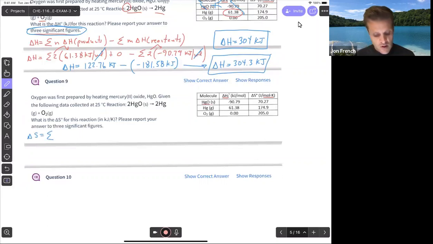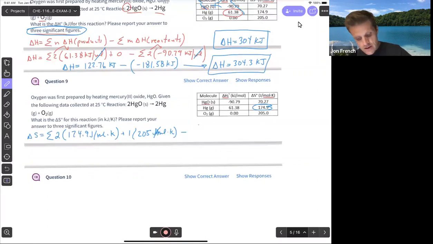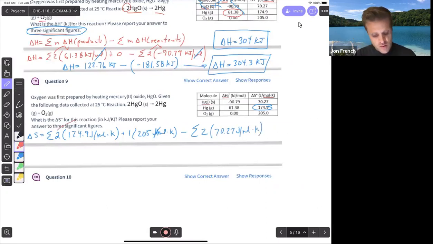So, all right, I've got 2 moles of mercury, and now the entropy of my mercury is 174.9 joules mole Kelvin, plus oxygen is 205 joules mole Kelvin, minus, right, my 2 moles of mercury 2 oxide, and the entropy there is 70.27 joules mole Kelvin. So same thing, we're going to go through, multiply by our molar coefficients. Moles cancel out, moles cancel out. I'm going to add these two together, and then I'm going to subtract.